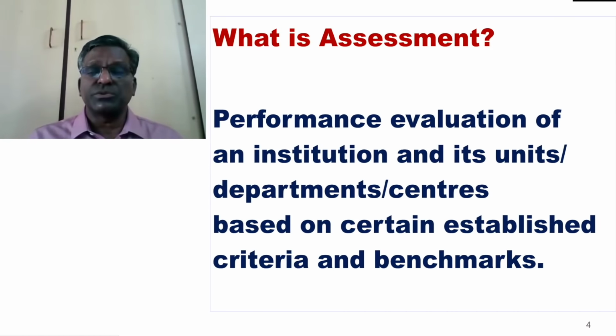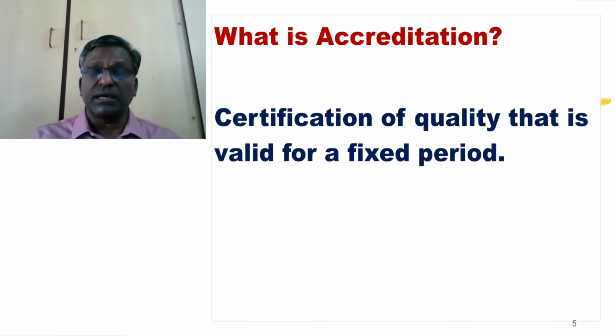Now, normally students, when they write examination, they wait for results. So similarly, accreditation is the result or the outcome of assessment. So once a college or a university submits itself for NAAC assessment, what is the outcome? What is the result? NAAC talks about accreditation. So either you pass or you fail, either you get a very good grade or an average grade or a poor grade or a very poor grade. So it is a certification of quality that is valid for a fixed period.